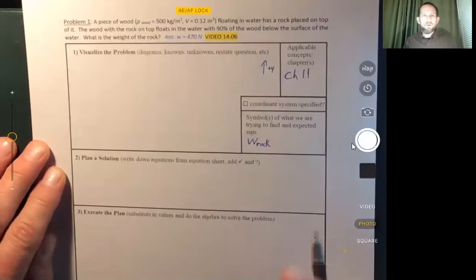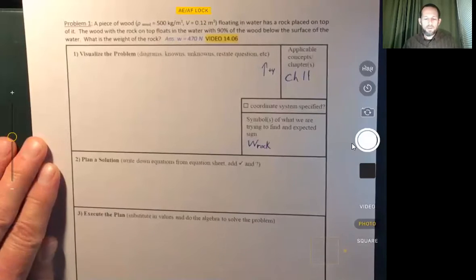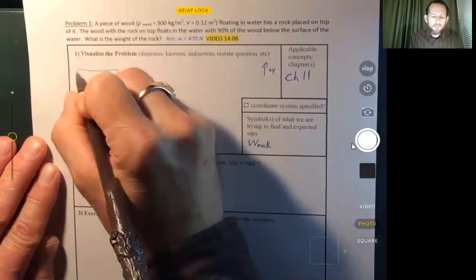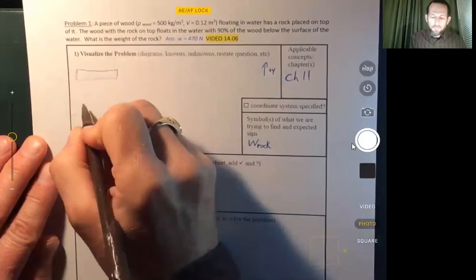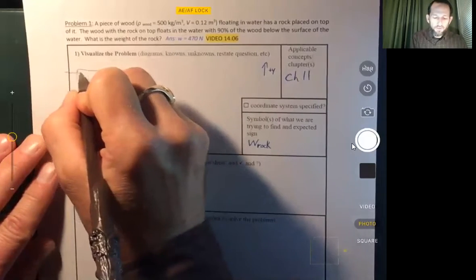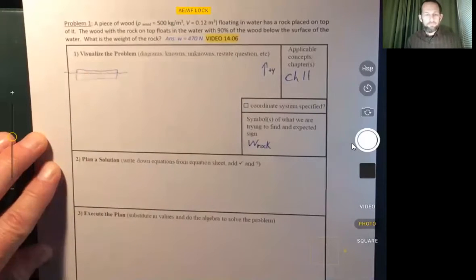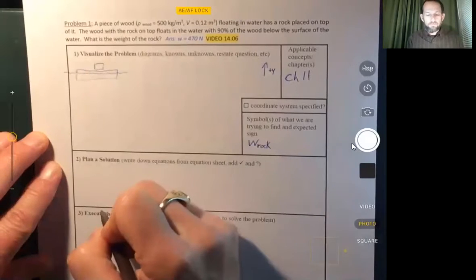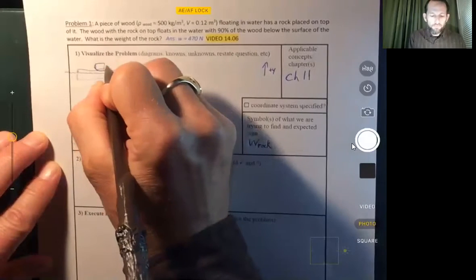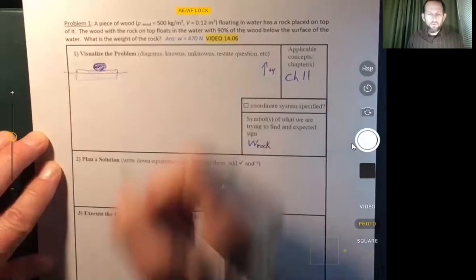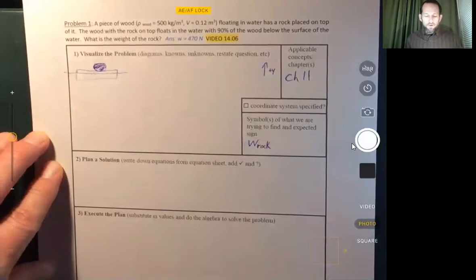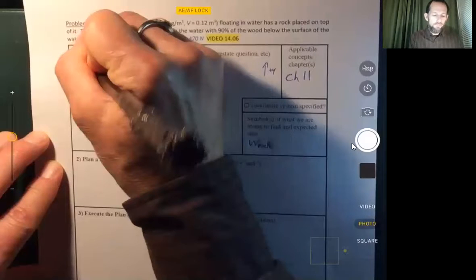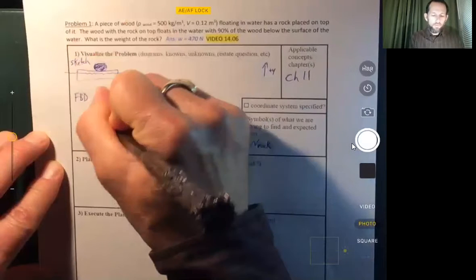All right, hello everyone. We are going to solve this problem that has to do with a piece of wood that is sitting in some water, and 90% of the wood is below the surface of the water, something like that. And then there's a rock sitting on it. It's kind of a weird looking rock, but anyway, got a rock sitting there. And so part of our visualization, we've got a sketch here. We can also draw a free body diagram for the wood.